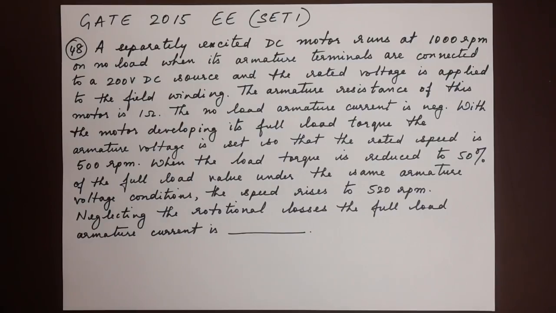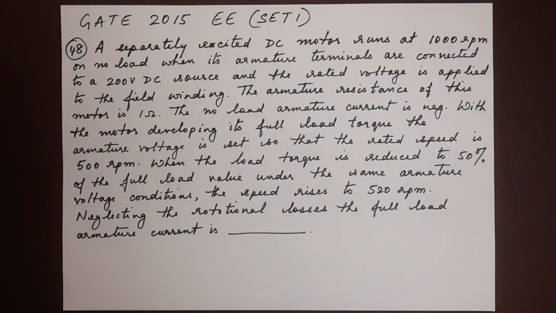With the motor developing its full load torque, the armature voltage is set so that the rated speed is 500 rpm. When the load torque is reduced to 50% of the full load value under the same armature voltage conditions, the speed rises to 520 rpm. Neglecting the rotational losses, the full load armature current is dash. Okay, so this is not a multiple choice.